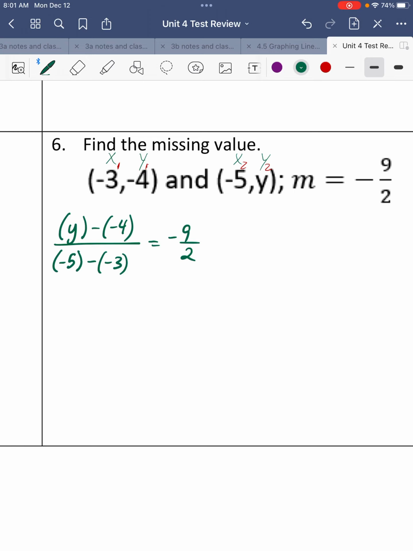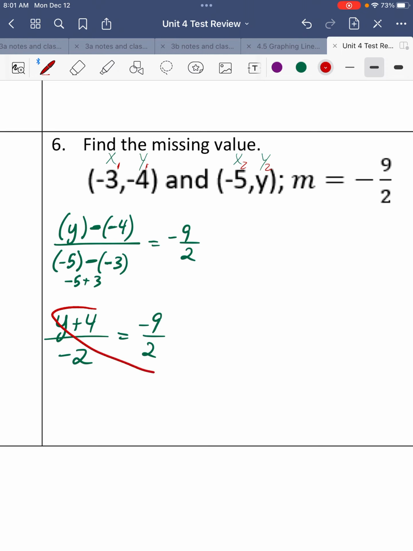The numerator, we can simplify: minus a negative is a plus, the opposite of a negative is a positive. In the denominator, we have the same thing, minus a negative, which is a plus, so that's -5 plus 3, which is -2. And that equals 9/2, 9 over 2.